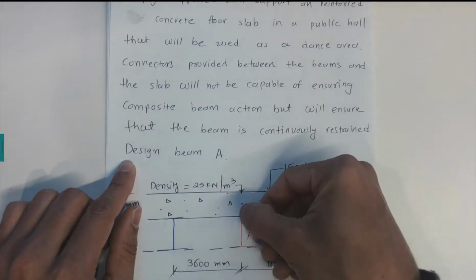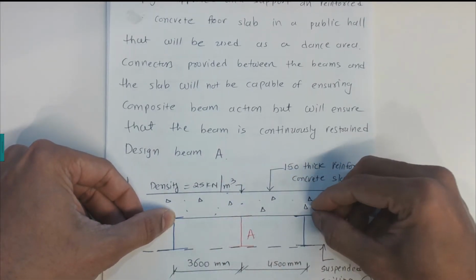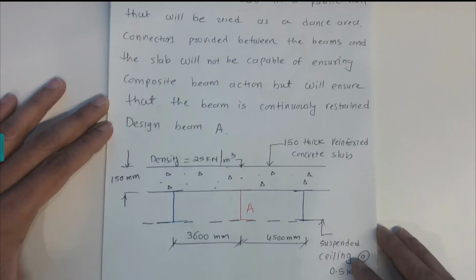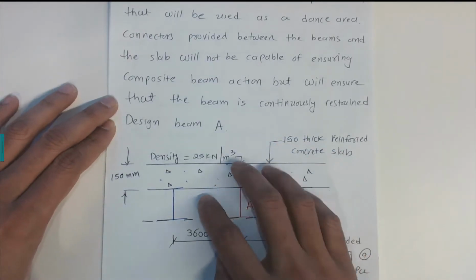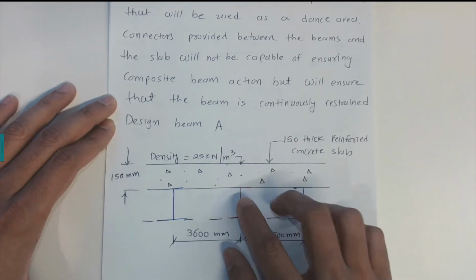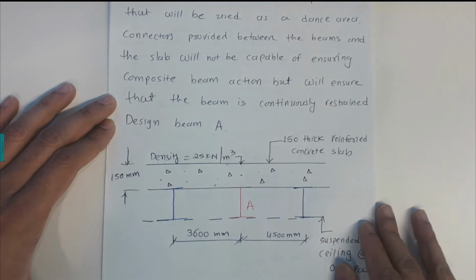So the connection between here and here, using studs or any other connection that we use to connect the steel beams, is not composite. So we need to find the shear capacity of this. We need to design this steel beam for shear and for serviceability.